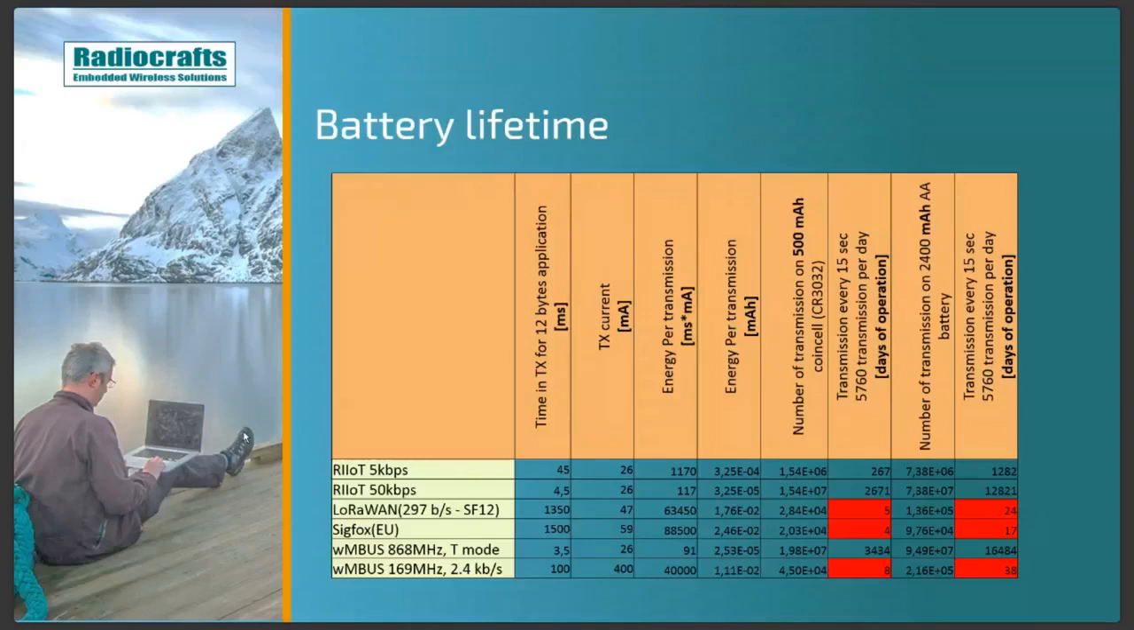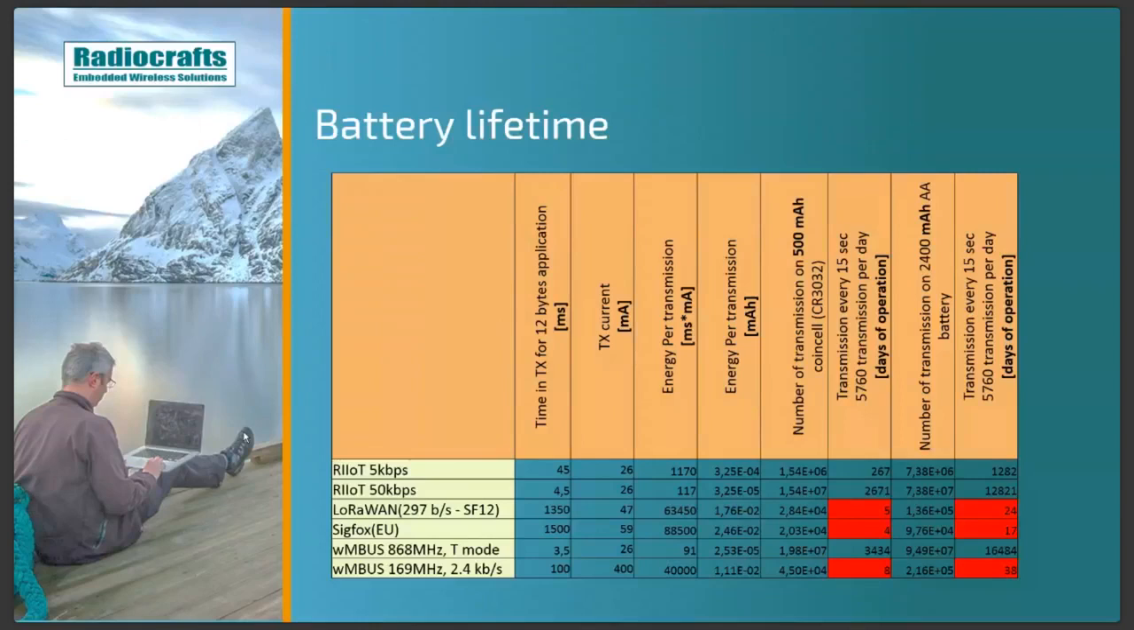And you see that the Riot at 50 kilobit and 5 kilobit are quite different technologies, and they are not aimed at the same range. They're not aimed at this many-kilometer range in an urban environment. They are intended for a bit shorter range, but they are intended to support more devices with higher update rates.